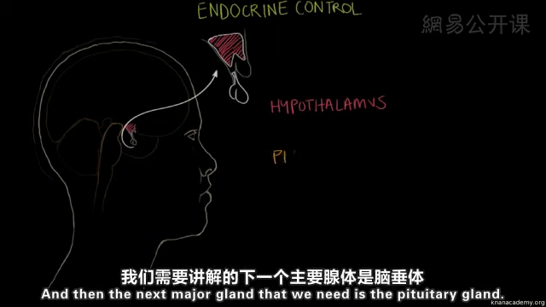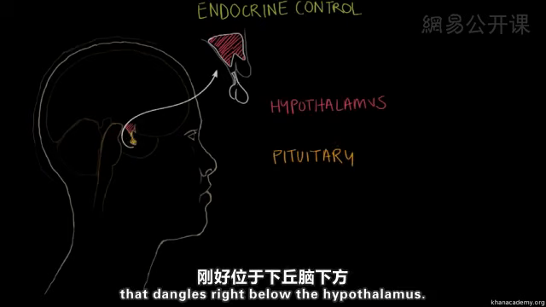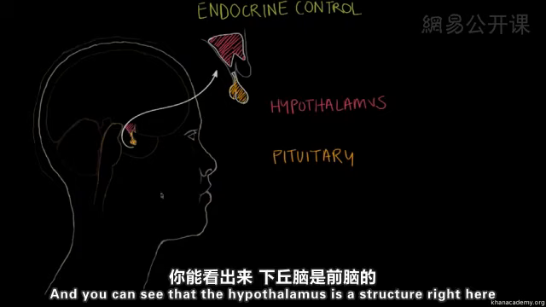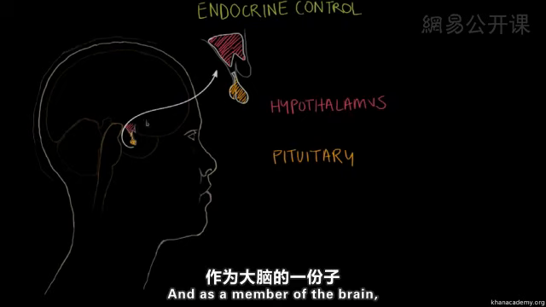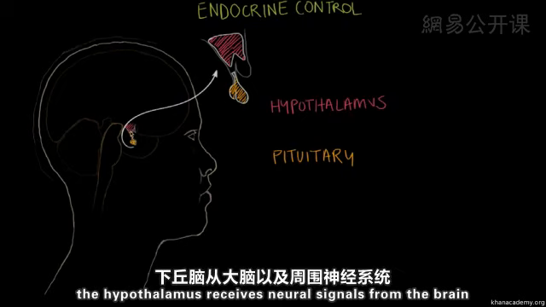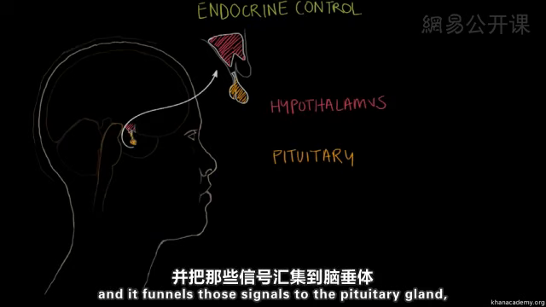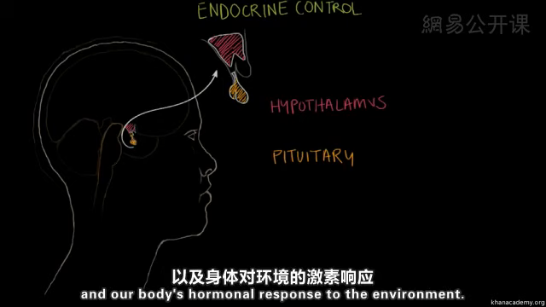And then the next major gland that we need is the pituitary gland. And the pituitary gland is the gland that dangles right below the hypothalamus. And you can see that the hypothalamus is a structure right here in the forebrain, and the pituitary dangles right beneath it. And as a member of the brain, the hypothalamus receives neural signals from the brain and from the peripheral nervous system, and it funnels those signals to the pituitary gland, which ultimately controls the other endocrine glands and our body's hormonal response to the environment.